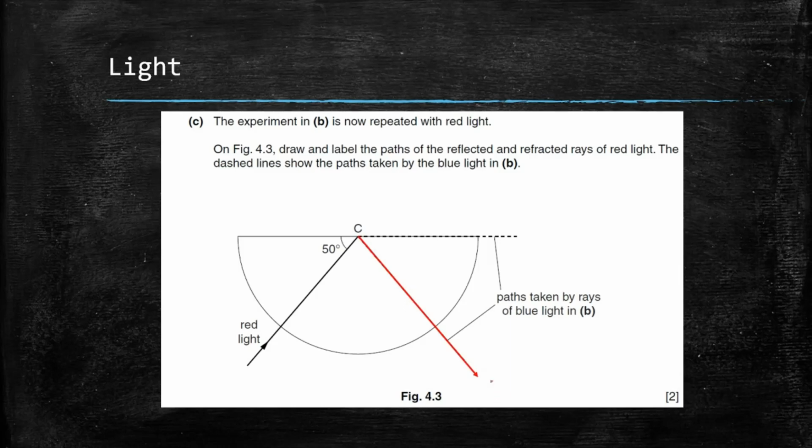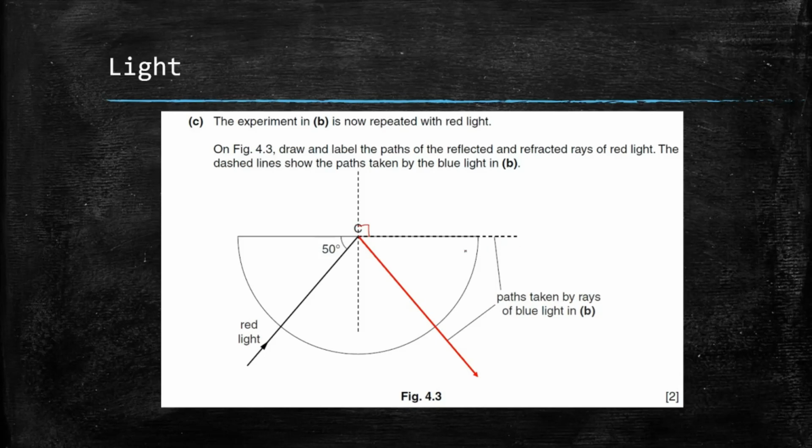For the refraction, we have to consider the refractive index of the medium and also the wavelength of the light. We know that the incident ray comes from the glass block into the air. The glass block has a higher refractive index than air, so the light will be bent away from the normal. Let's draw the normal, passing through point C, and forming a 90 degrees angle to the surface of the glass block. The path taken by the blue light is this one.